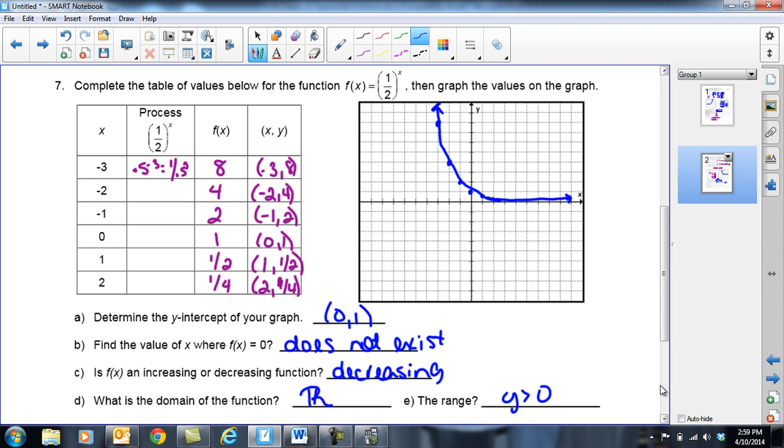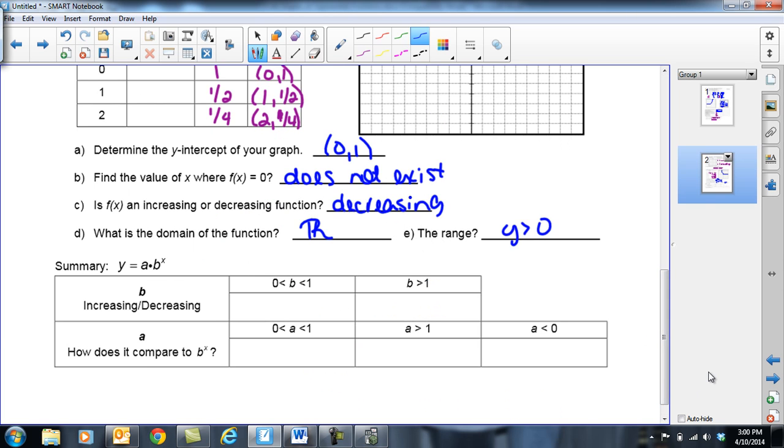The domain is all real numbers, and the range is still y is greater than 0 because that entire graph is above the y-axis. If the graph were below the y-axis, like it was when we did the negative and it reflected, then it would be y is less than 0. But this one is still just y is greater than 0.